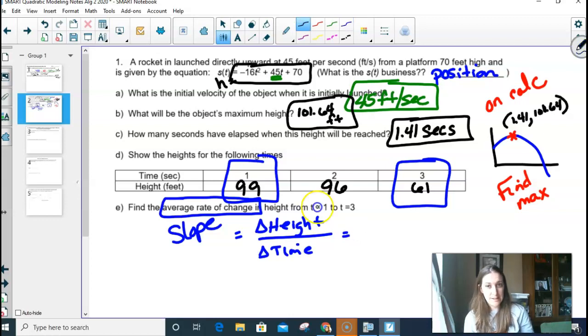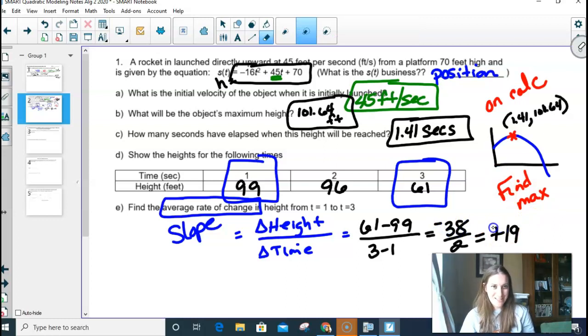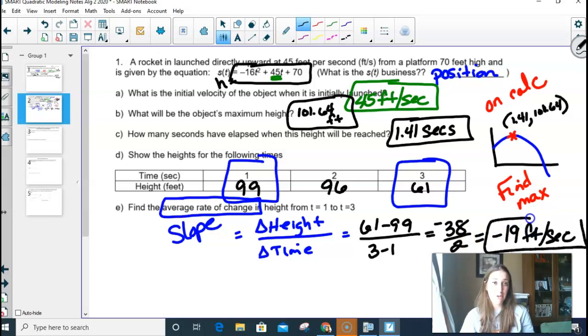So for us, that would look like this. You can go any order as long as you keep your order the same, right? So I'm going to say 61 minus 99 over 3 minus 1. And I should totally be able to do that in my head. So negative 38 over 2, which is positive 19, nope, negative 19, and the negative is important, feet per second. If you think about what you were measuring in those x's and y's, this was feet and this was seconds, so feet per second.